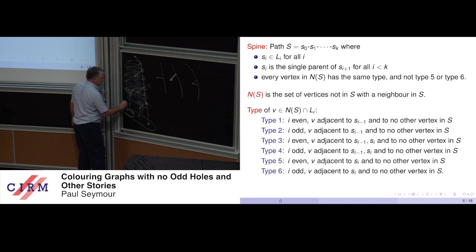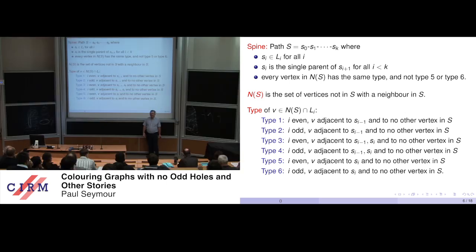So maybe vertices like that. Look at all the vertices like this. And also look at all the vertices so the first vertex they hit is type two, type three, type four, type five, six. That's divided the bottom into six sets. And the bottom had big chromatic number, so one of these six sets has big chromatic number. So let's just choose one of them that's got big chromatic number.